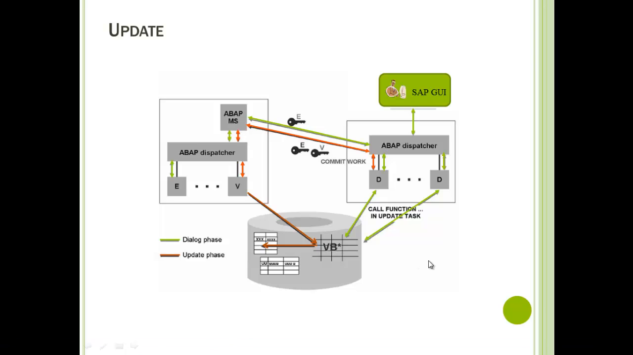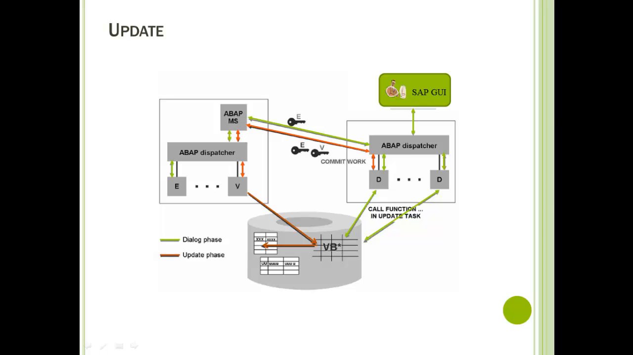And if you look into our SM50, there are two updates available. One is update 1 and the other is update 2. Update 1 is called V1 update, and the other one is called V2 update. The difference is that V1 means it's a critical update and V2 is a non-critical update. So we can separate these, the critical and non-critical updates.